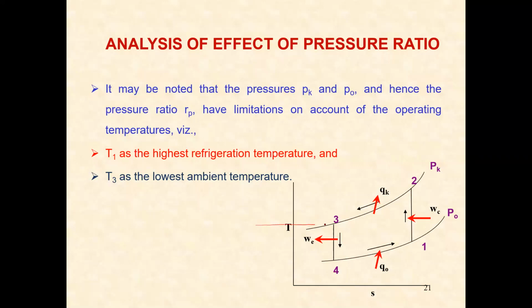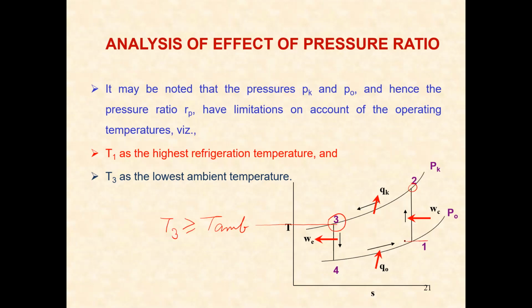So I am saying that this is the T ambient, because the process from 2 to 3 is taking place in an air cooler, with the help of air only. The cooling is taking place with the help of air only. That is why this temperature T3 can only be either greater than or, in the limit, equal to the ambient temperature.